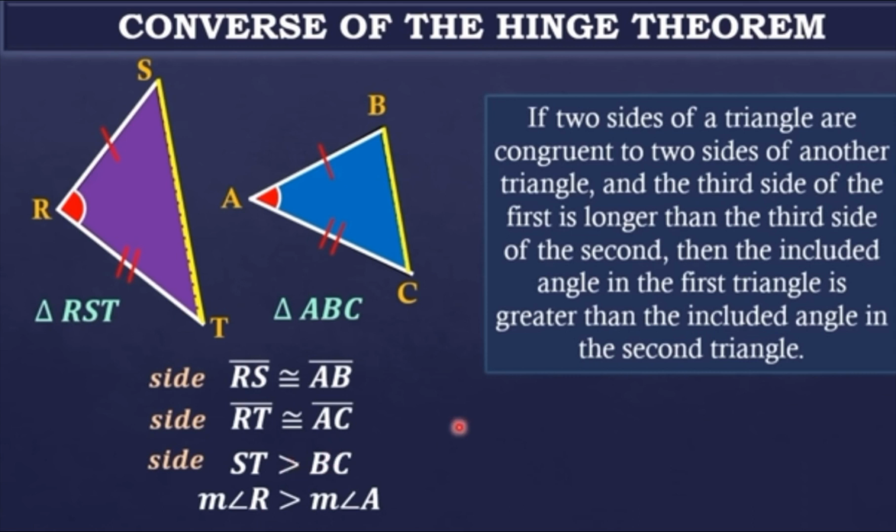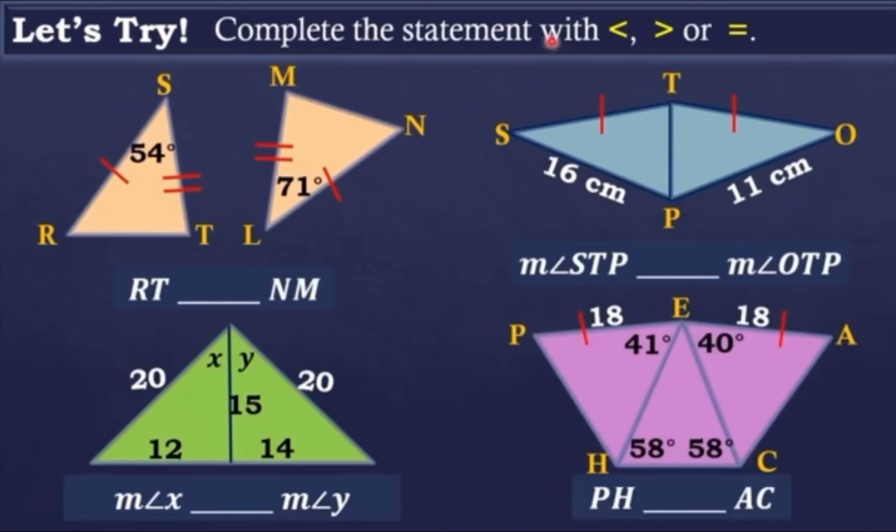Therefore, we have here SSS. Since we have three sides of the triangle. Yun nga lang, your third side is not congruent. So, ano pong ibig sabihin nun? This is also the SSS inequality theorem with less than, greater than, or equal.